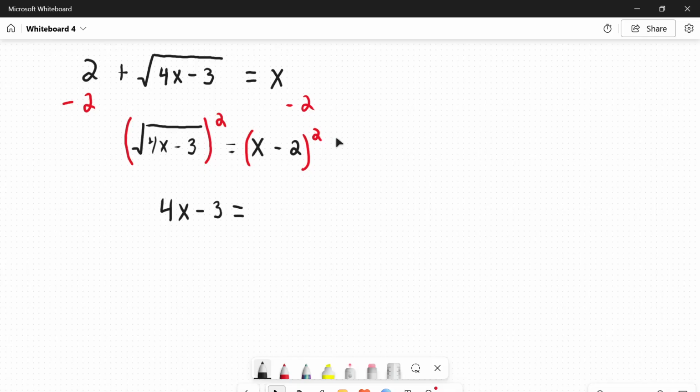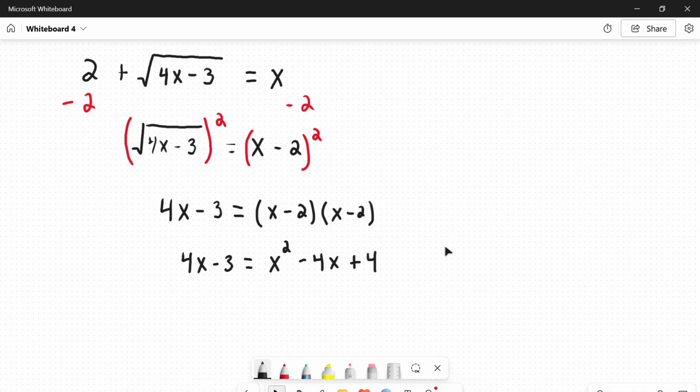I am going to have to handle that exponent. The way I'm going to do that is by writing the parentheses twice, and then we'll do some distributing afterwards. So x minus 2 squared is the same thing as x minus 2 times x minus 2. We'll do some foiling on the right side. 4x minus 3 is equal to x squared. So x times x is x squared. And then you would get a negative 2x for your inside and a negative 2x for your outside. So that's going to be a total of minus 4x, kind of skipping a step there and combining my like terms. Negative 2 times negative 2 is positive 4.